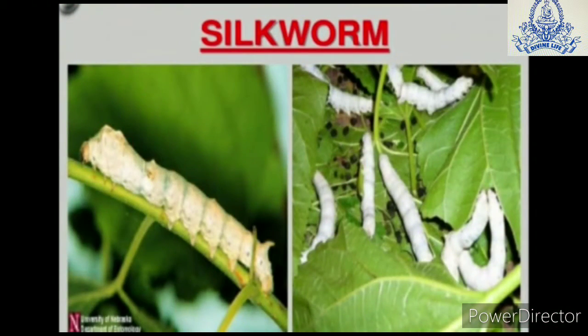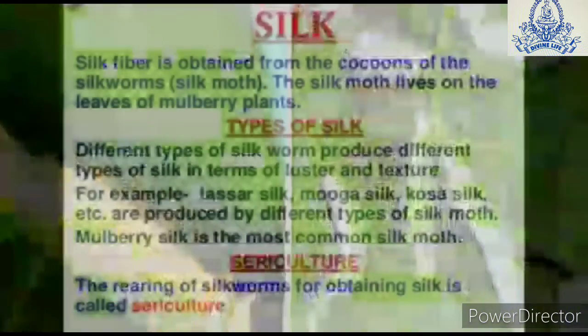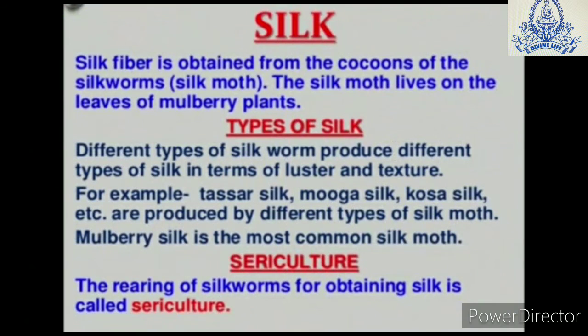This image is of a silkworm insect which is used to produce silk. These insects are reared and cultured to produce silk. What is silk? Silk fiber is obtained from the cocoons of silkworm or silk moth. This silk moth lives on the leaves of mulberry plants.